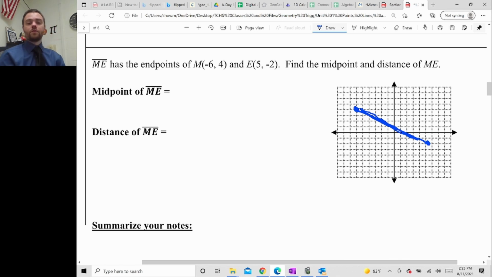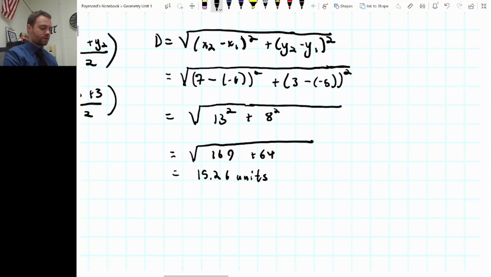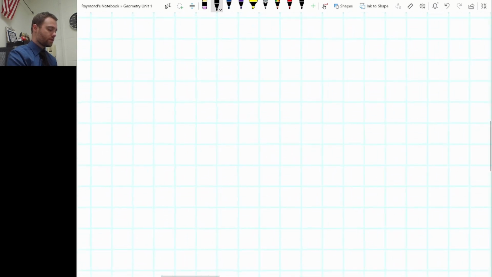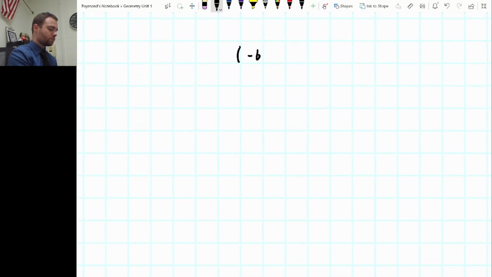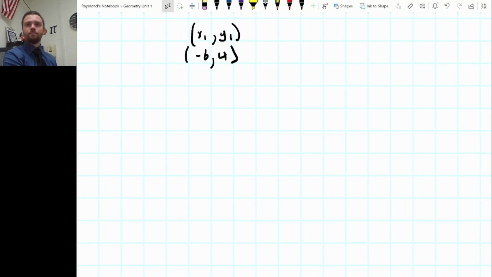Okay, so we want to find the midpoint of those 2 points. So what I'm going to do is go back and work this out on OneNote so you can see. I've got -6, 4 as my first point. I'm going to call this x1 and this y1 just for the formula. And then my second point is 5, -2, so it's going to be x2, y2.